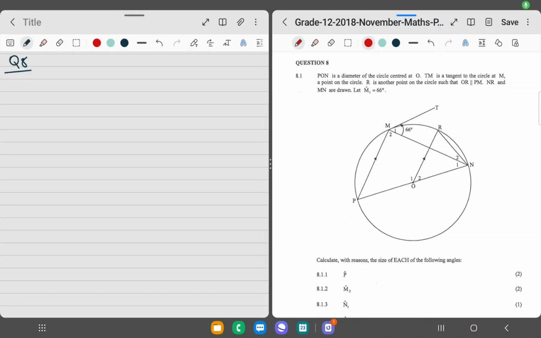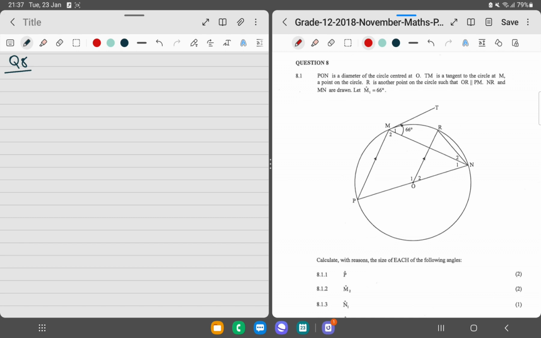This question is from the November 2018 grade 12, Question 8. PON is the diameter of the circle centered at O. TM is a tangent to the circle at M, a point on the circle. R is another point on the circle such that OR is parallel to PM.